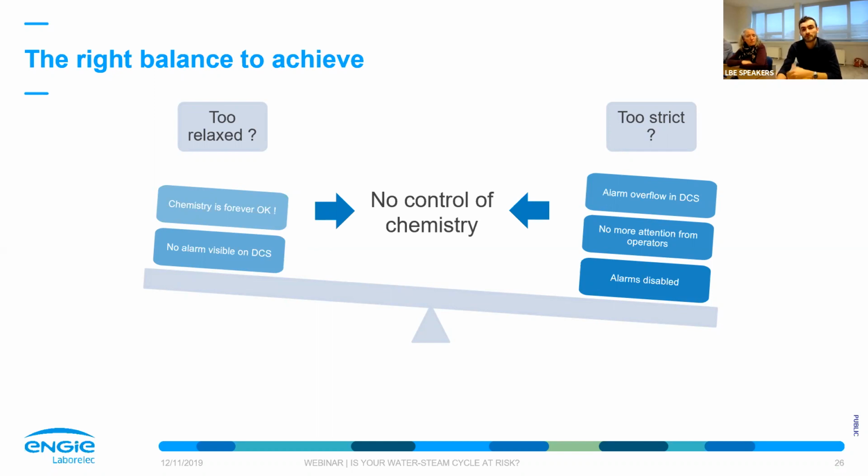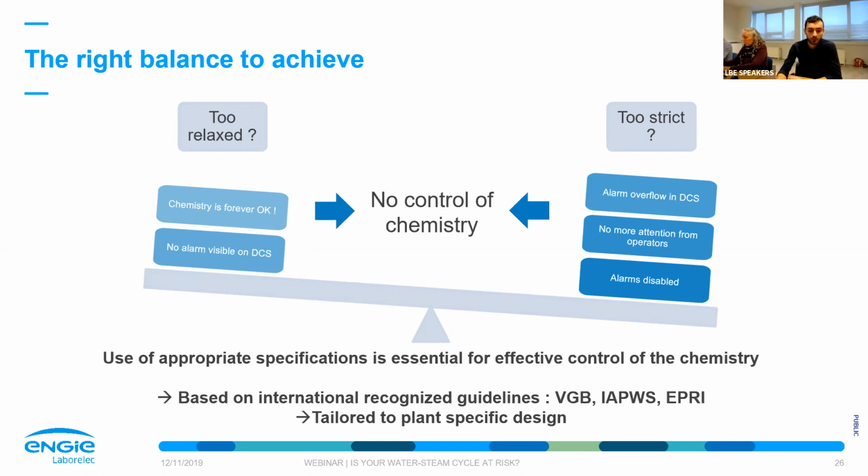In order to achieve the right balance, to find the right specifications, we advise to use appropriate specifications, and especially as a starting point to use the internationally recognized guidelines, such as the VGB, the EPRI, and as also guidance, the IAPWS. This is a starting point, and you need to adapt this to your plant-specific design, which is really important to have an optimum chemistry program.